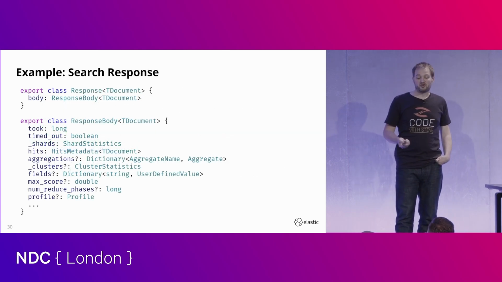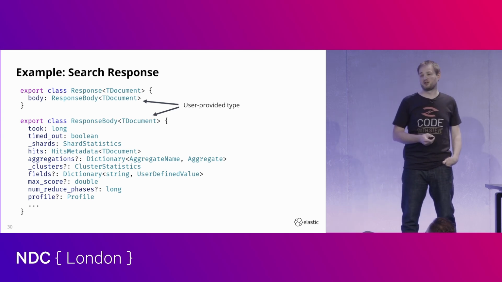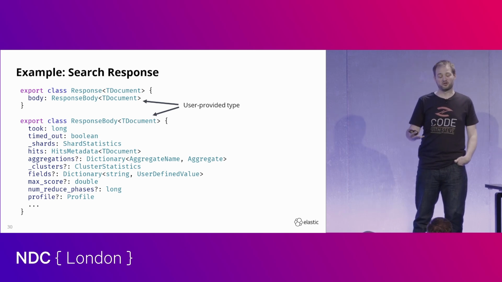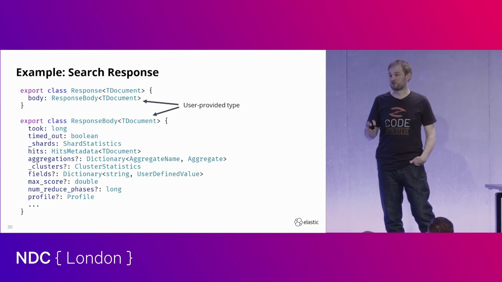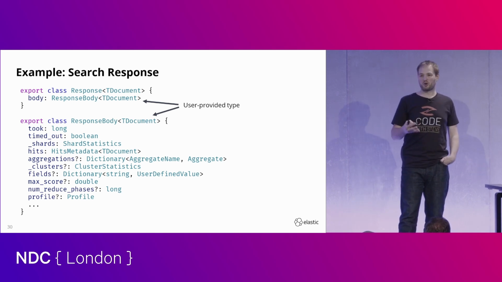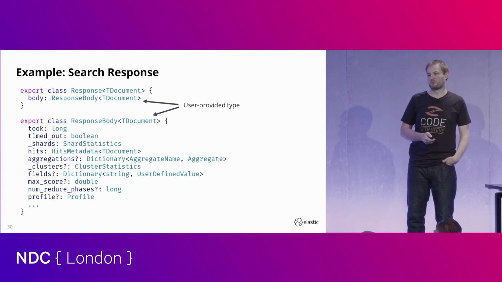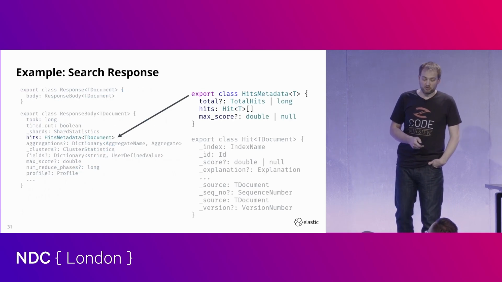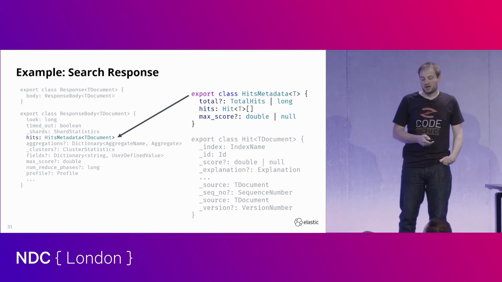A response is interesting because we have user-provided types. A response is going to contain generally search results, which will include the documents that you've matched. And those documents are the things that the user indexed. So we don't know what the structure of those is. We know what our response body is going to have in terms of fixed properties, but we need the generic system in TypeScript to represent that there might be this other user-provided thing. And so ultimately, the hits on the response body here is this type hits metadata of T.